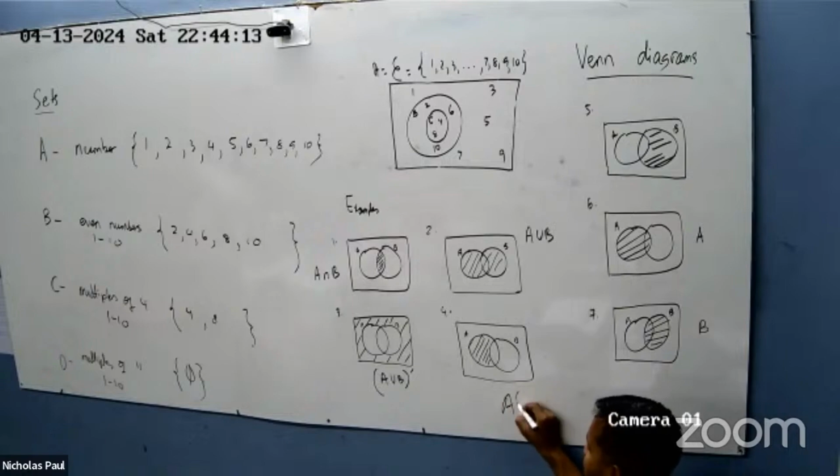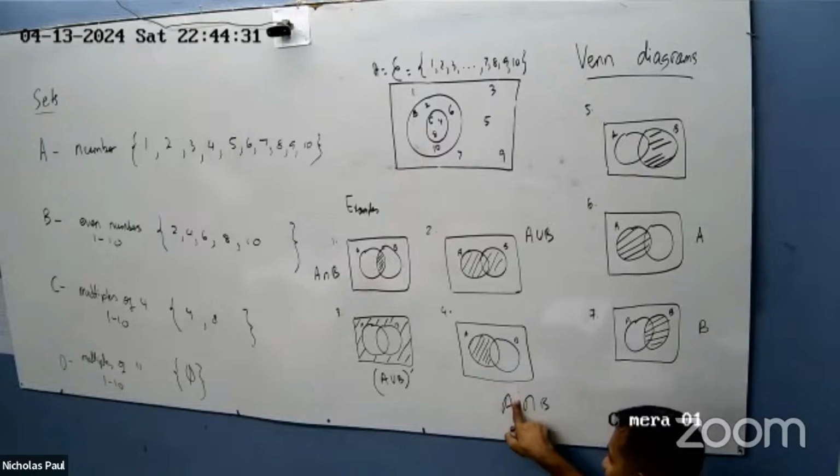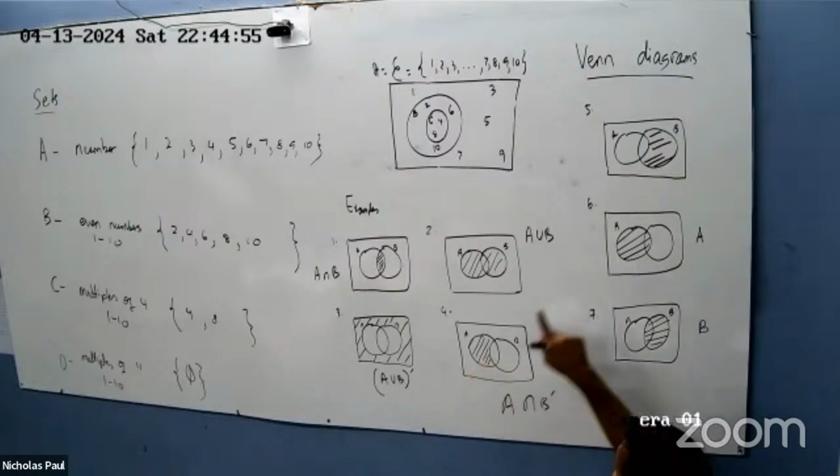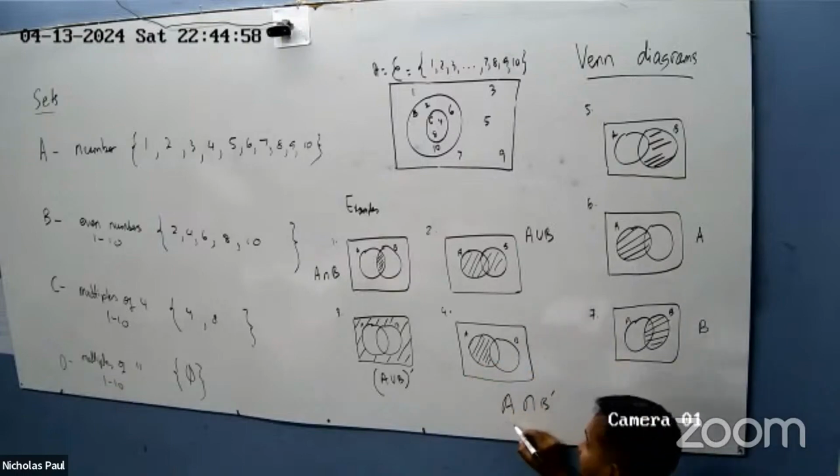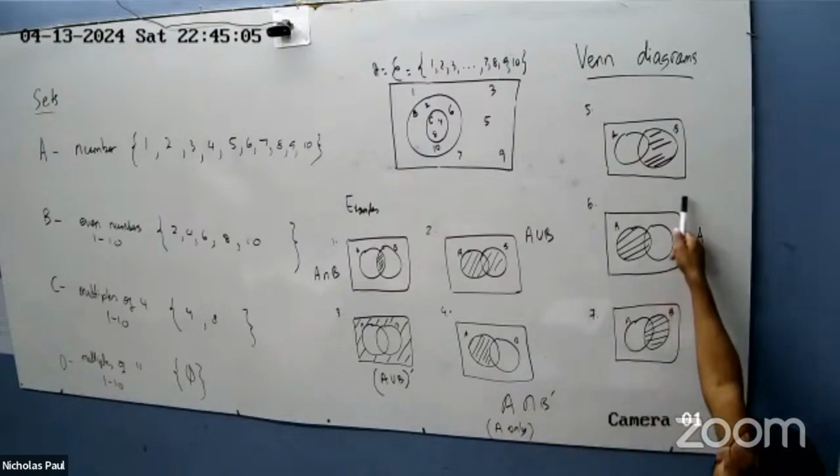What she's saying is this: A complement intersect B. But that's everything outside A. This is everything inside A. A intersect B complement. Right? This is everything inside A, but not in B. That's the shaded region. And the next name for it, I'm squeezing it in here, is called A only. A only. Right, Matthew? What do you think number 5 is?